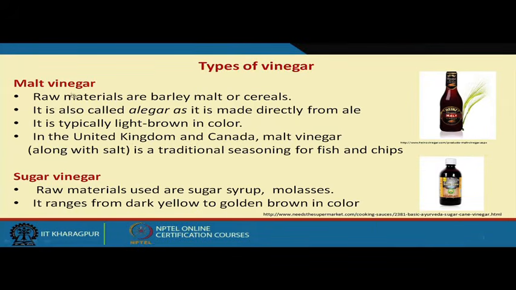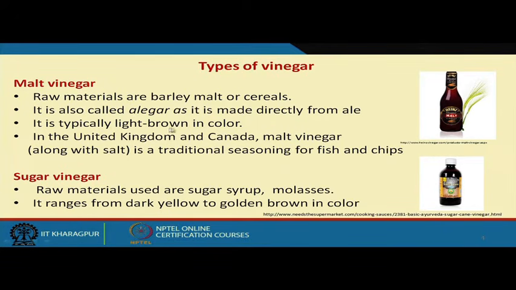Then we have malt vinegar. The raw material is barley malt. Sometimes it is called alegar. Alegar means it is produced from ale beer. We have seen, when we discussed the brewing industry, that lager beer and ale beer are mostly used. Now, if we use the ale beer for the production of this vinegar, we call it alegar.